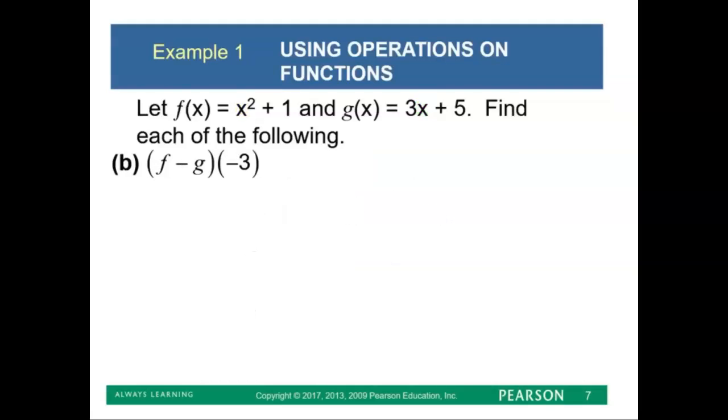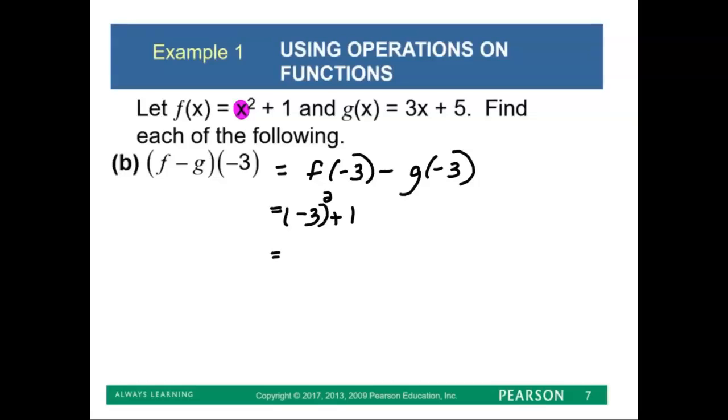Now let's find f minus g of negative 3. So using our definitions, we will write f of negative 3 minus g of negative 3. Like we did in the previous example, to evaluate f of negative 3, we are going to replace x in f with negative 3. So we have negative 3 quantity squared plus 1, and that'll be 9 plus 1, which is 10.